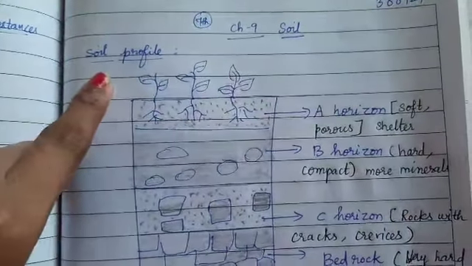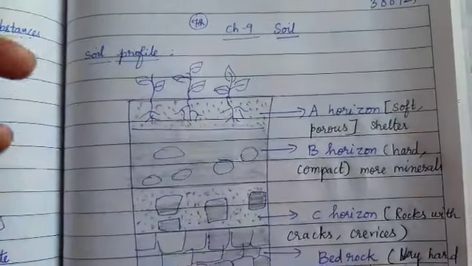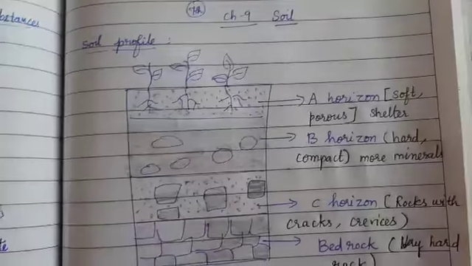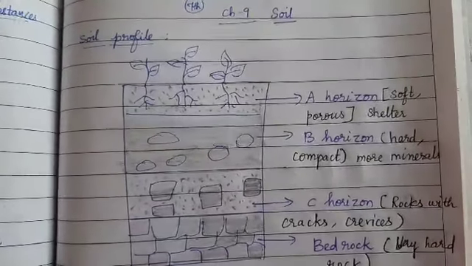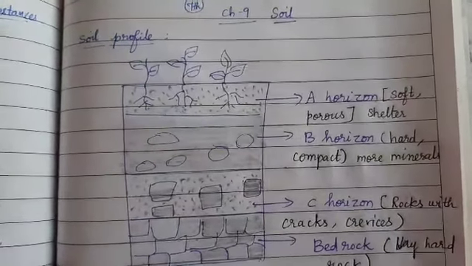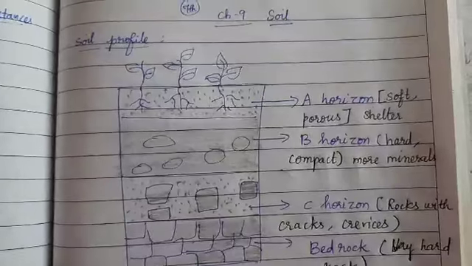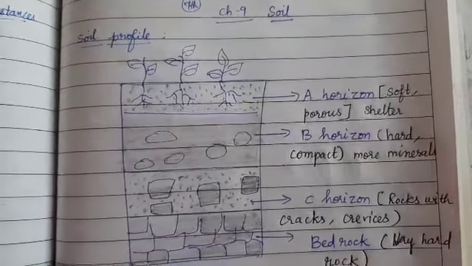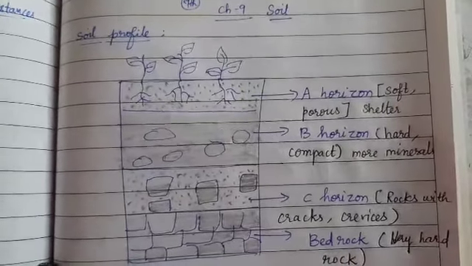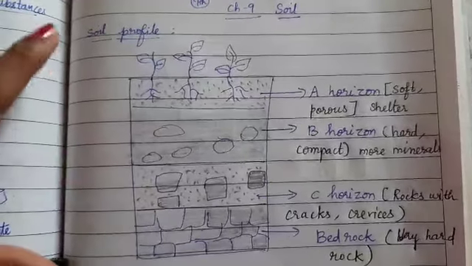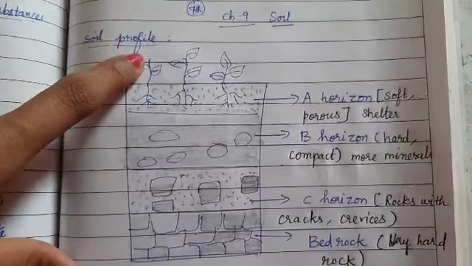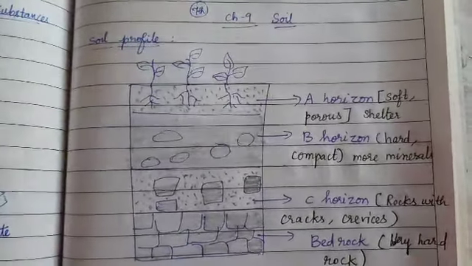In the last class, we saw how the parent rocks are weathered and the sand is formed. Then the different layers of soil were discussed. Today we are going to see about the different profiles of soil.